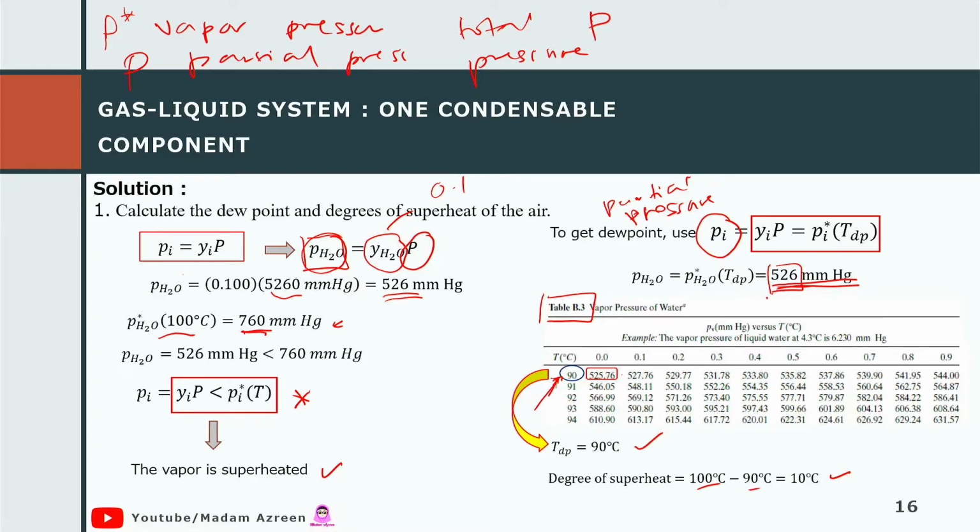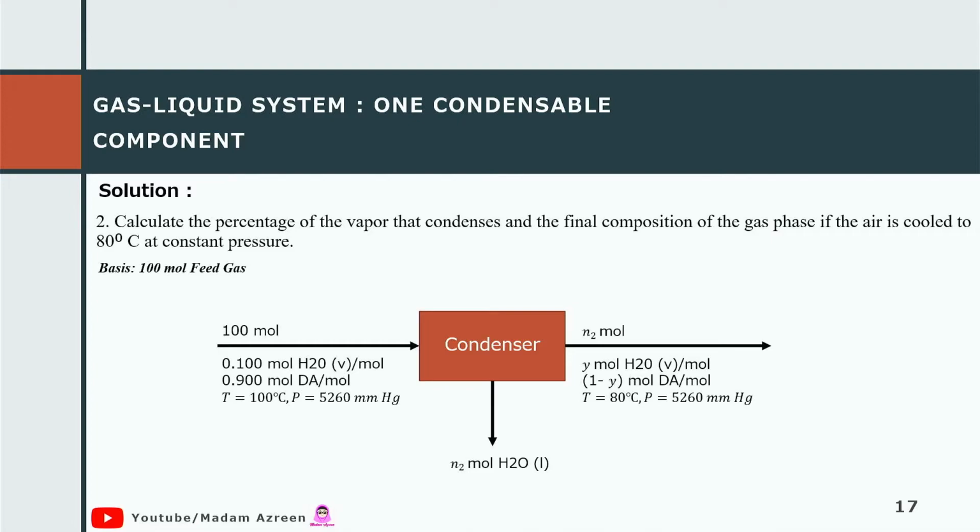Okay, so itu kita dah jawab soalan nombor 1: tentukan dew point temperature dengan tentukan degree of superheat. Yang kedua, number 2, when we reduce the temperature from 100 degrees C to 80 degrees C, some of the water starts to condense. This occurs dalam equipment yang bernama condenser. Tadi dia dah bagi nilai 0.1 mol water dengan selebihnya 0.9 dry air. Pressure tak berubah, temperature je berubah, daripada 100 jadi 80. Kita cool down, because we want it to condense.